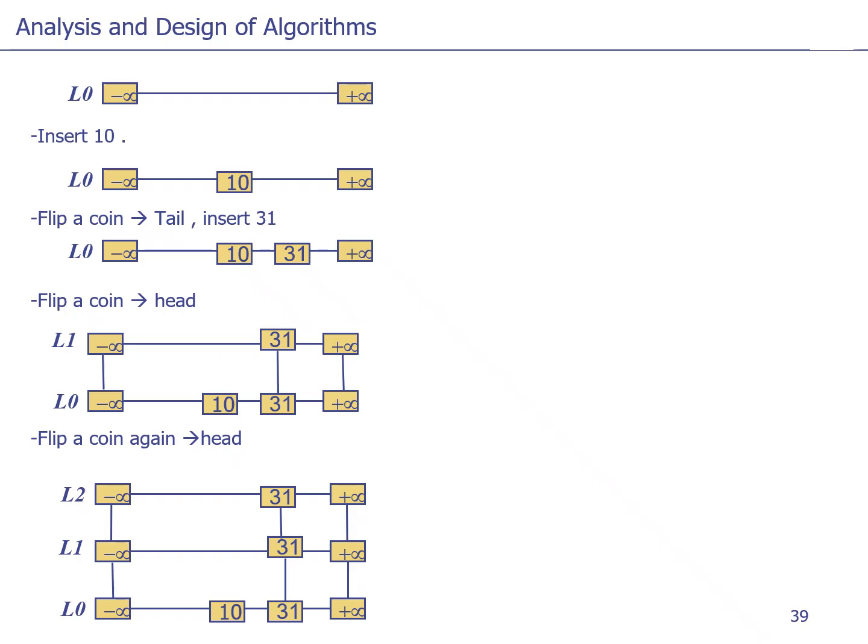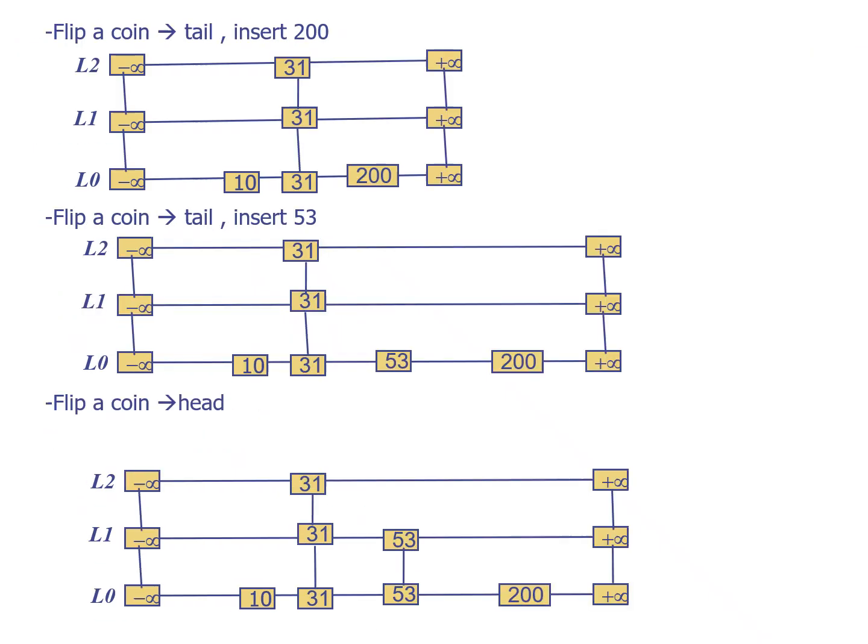Now, because I just had a head by flipping the coin after inserting 31, I will flip the coin one more time. And oh, I'm lucky, I got another head. So I will create even one more layer, which is level 2. And I will insert the 31 and connect the topmost 31 in level 2 with the 31 in level 1. I flip a coin, I get a tail, so I will stop creating levels for 31.